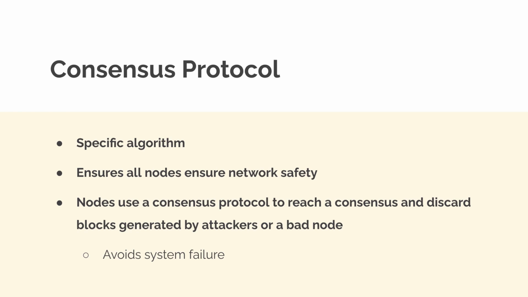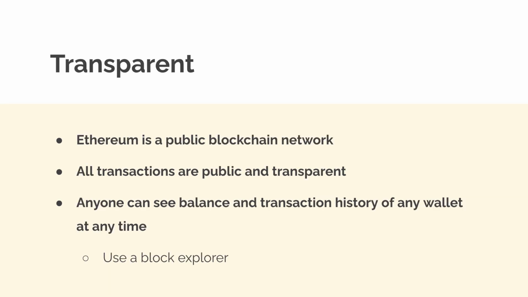Nodes use a consensus protocol or consensus algorithm to reach a consensus or agreement and discard blocks generated by attackers or by a bad node. So nodes are working on the verification of a block with an algorithm. And in this way, every node is helping to avoid system failure.